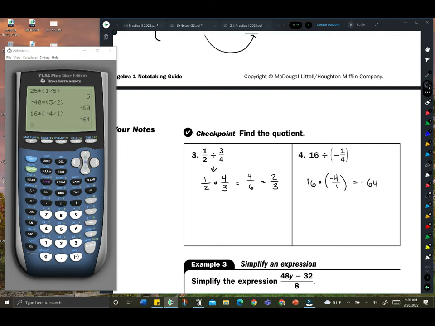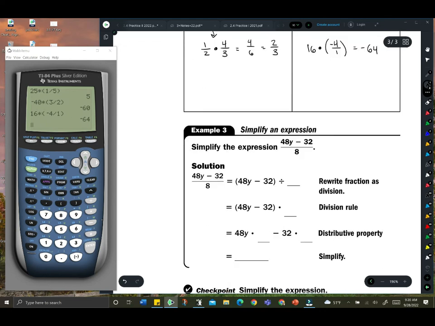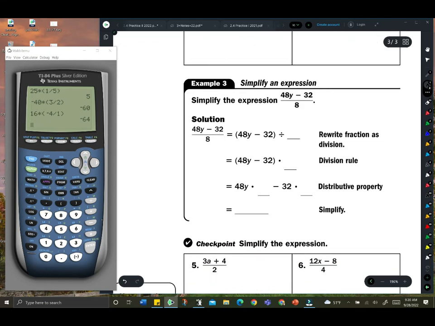Now, what gets trickier is simplifying some of these expressions. Okay, when we have a double fraction like this, you have to divide both terms. I like to call it the heart method. We have to divide 48y by 8, but also 32 by 8. So what's happening is we're taking this numerator, the top part, and we're dividing it by 8, the bottom part. Really, we know dividing by 8 is the same thing as multiplying by 1/8.